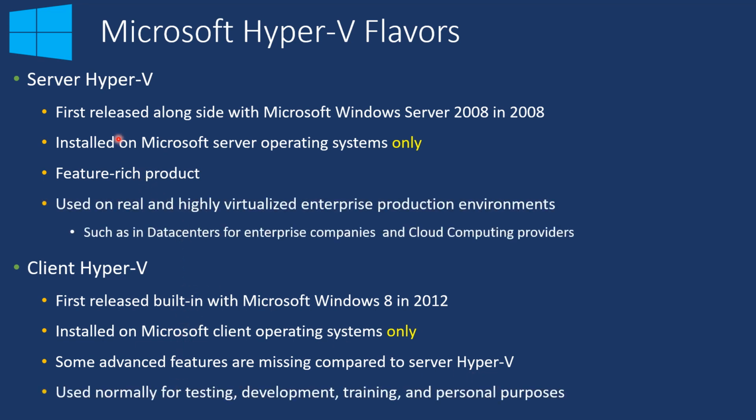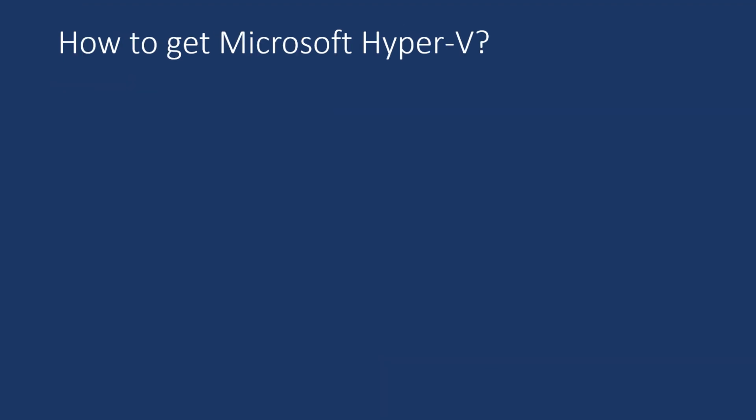Server Hyper-V is the one that is used in companies, in data centers, in cloud computing providers. Client Hyper-V, although it is type 1, is normally used for testing, development, training, and personal purposes. So if you have a laptop that has Windows 8, Windows 8.1, or 10, of course, you have this Hyper-V, and I will show you how to enable it.